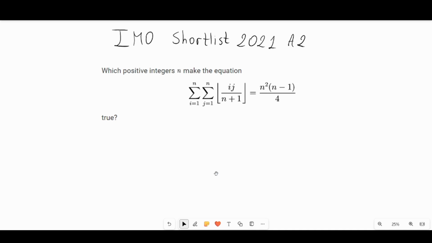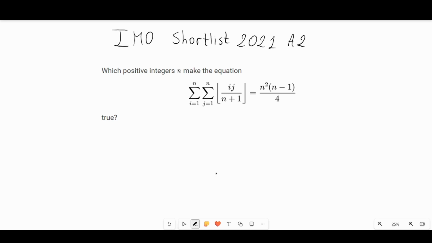Today we will discuss IMO Shortlist 2021 A2. In this problem, we need to find all n such that the sum of the lower bound of i times j over n plus 1, where i is from 1 to n and j is from 1 to n, equals n squared times n minus 1 over 4.